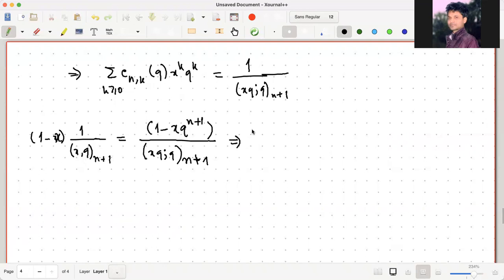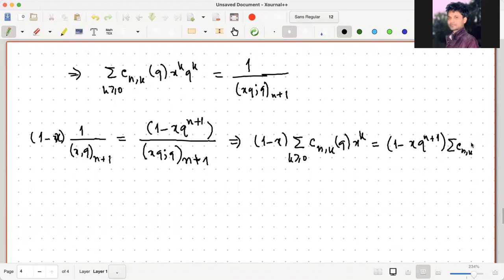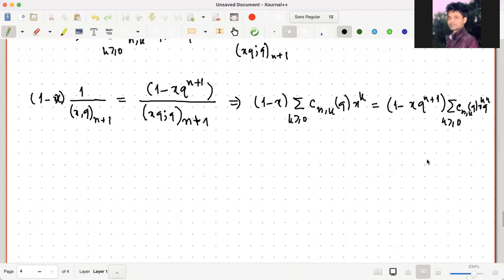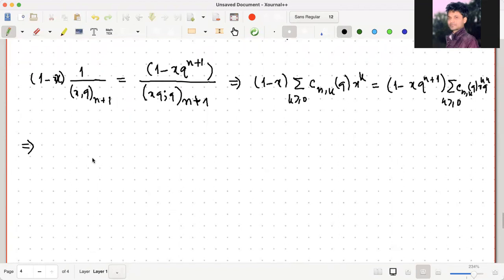So in terms of generating functions, this is just (1 minus x) times the sum over k greater than or equal to 0 of c_{n,k}(q) x to the power k, which is equal to (1 minus x q to the power n plus 1) times the sum over k greater than or equal to 0 of c_{n,k}(q) x to the power k q to the power k. So now if you just compare the coefficient of, well, let me just write one more step and then it will probably be clearer.